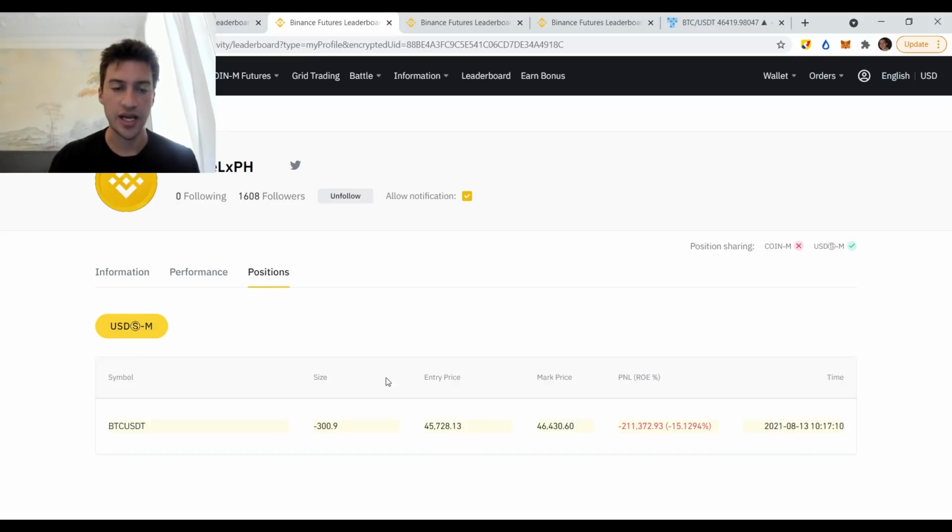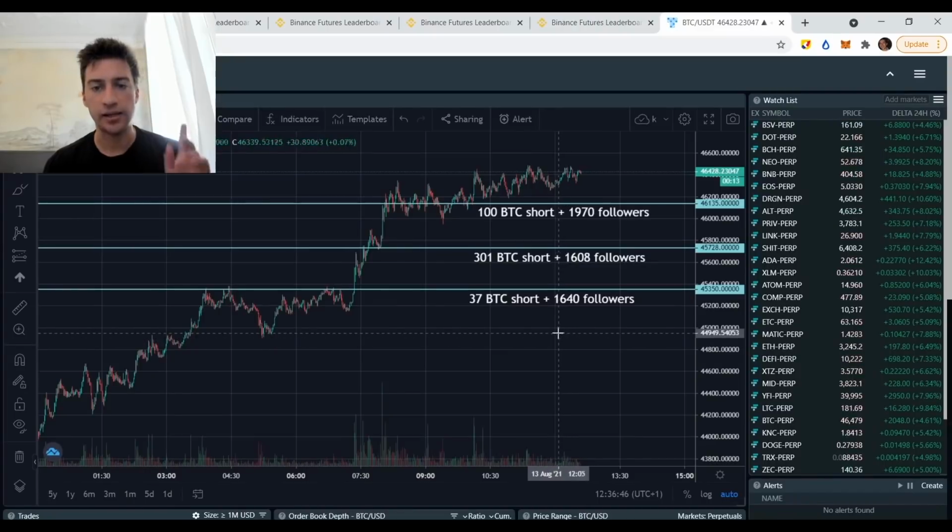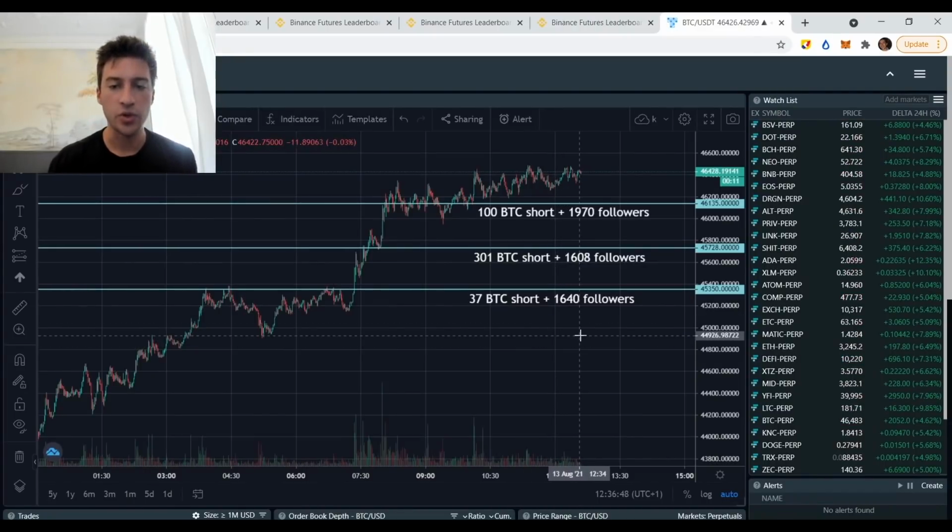Now, I don't know if this guy's hedged or not with another 301 Bitcoin long, but what I do know is that a lot of his followers have probably shorted at the exact same time because they thought that if a guy with this much money shorted, why not short as well? Now, I've done this for a few different people, and I have made a map for you guys. Each one of these lines corresponds to the people you just saw. This is how many followers each of these people have, and this is the size of their short.